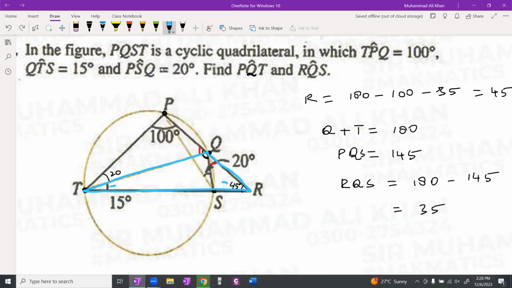And what is this angle? ये एंगल हम कैलकुलेट कर सकते हैं. How to calculate this angle? 180 minus 15 minus 45. The angle will be 120.